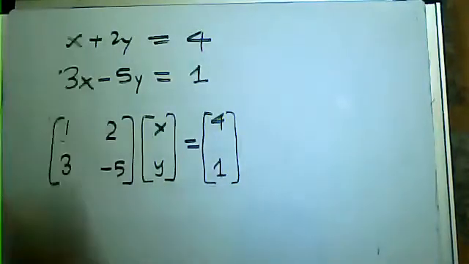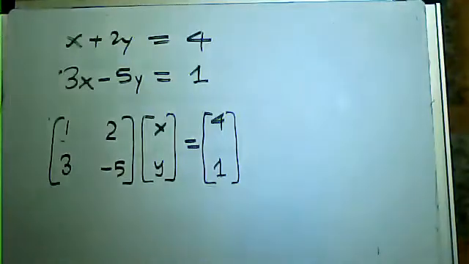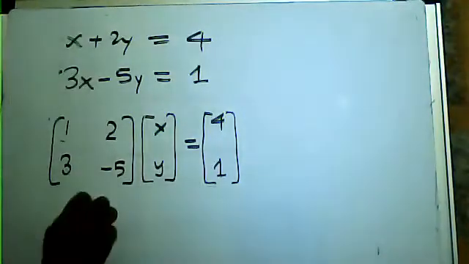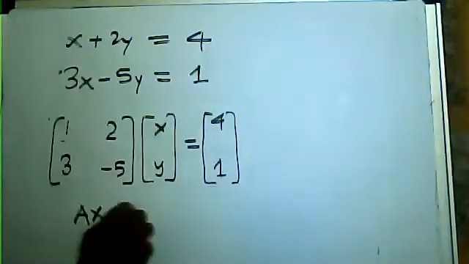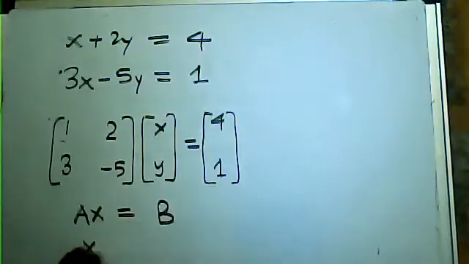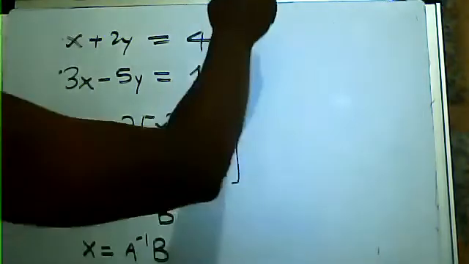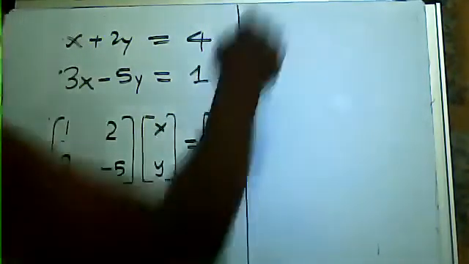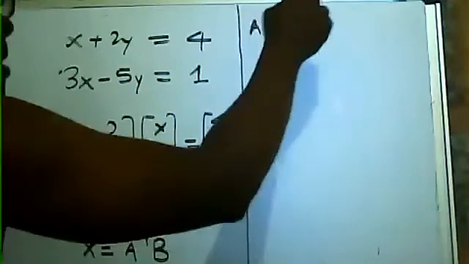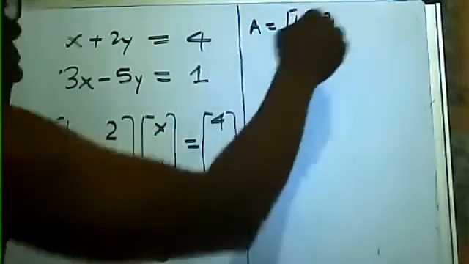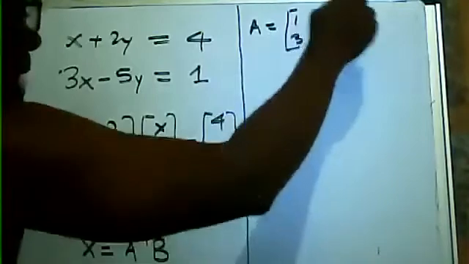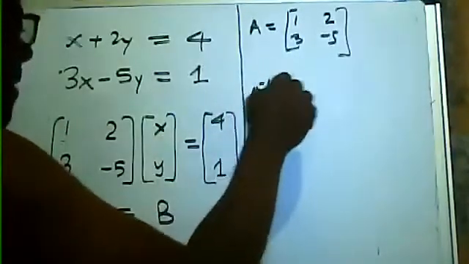Now, if this is the case, we have said that ax is equal to b. x is equal to a inverse multiplied by what? b. Meaning that we get an inverse of a. Okay? Now, if our a is 1, 2, 3, minus 5, what is a inverse?